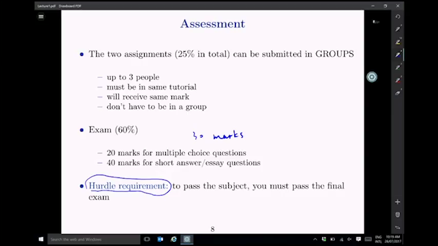And in semester 1, we did have a major change after implementing this. So now, please make sure you understand this hurdle requirement. Please work hard towards your final exam. It's not enough that you only have the assignments done and the multiple choice test done. You have to have 50% of your final exam to pass this subject. That's the hurdle requirement.